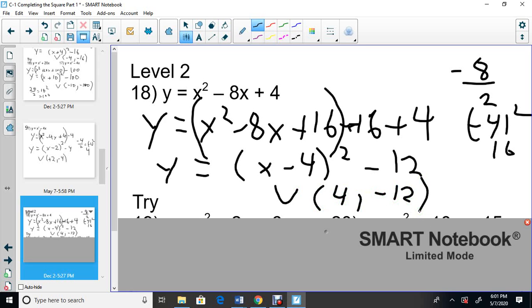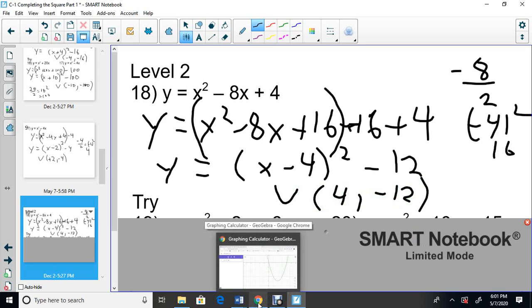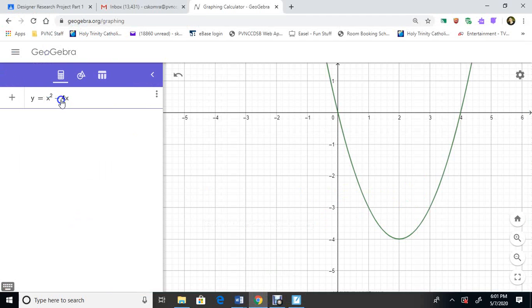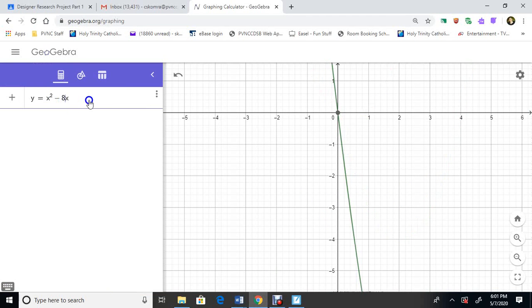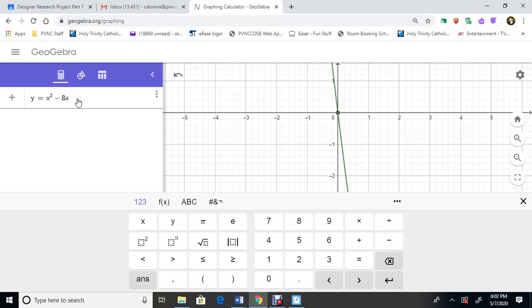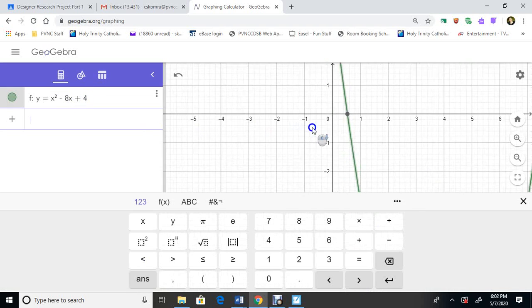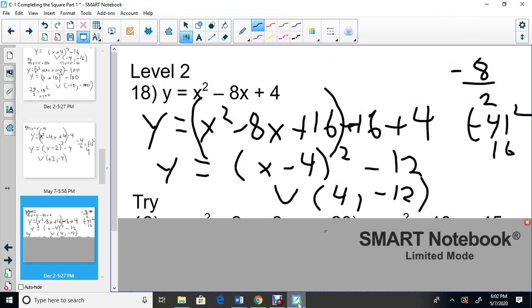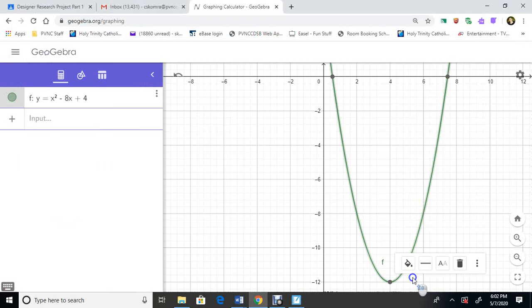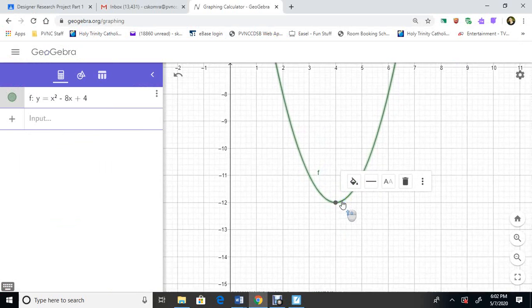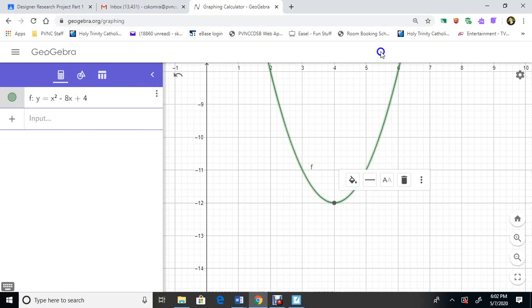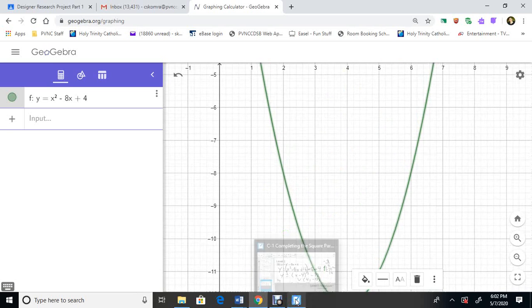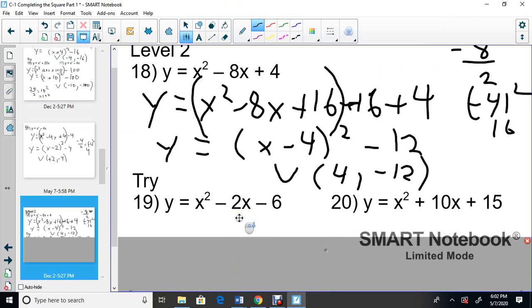So maybe this one too I'll show over on the computer here. X squared minus 8x plus 4. Okay, so let's take a look. So our vertex, so there's 4, negative 12. So let's see if we got that. 4, negative 12. And the step pattern should be 1. So the step pattern, if I were to zoom in here, is still 1 over, 1 up, 1 over, 3 up. And the vertex is at 4, negative 12. Okay, I would like you now to go and try these next two.